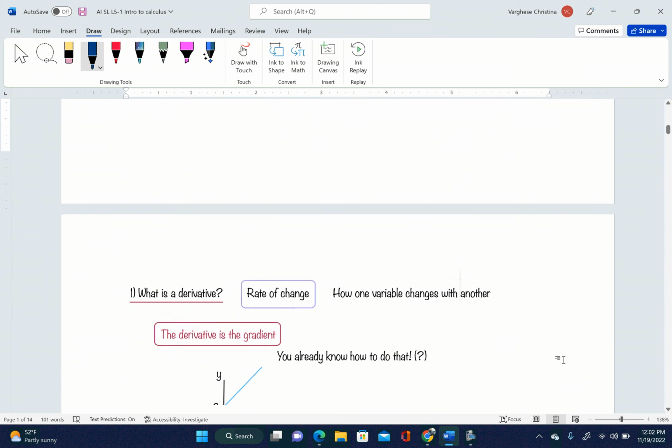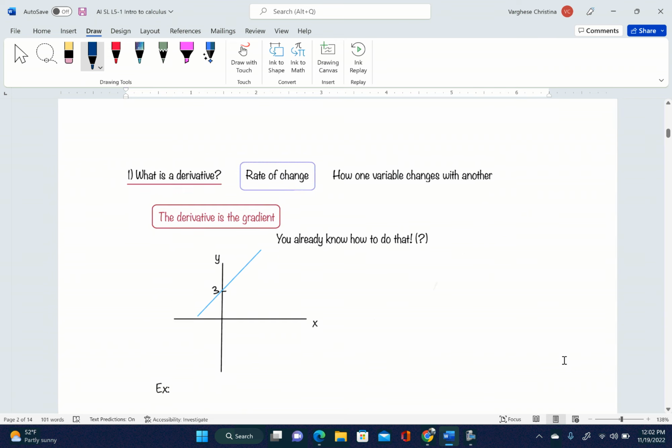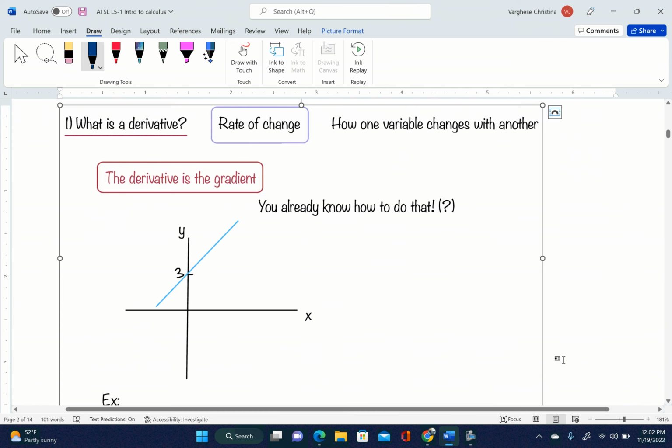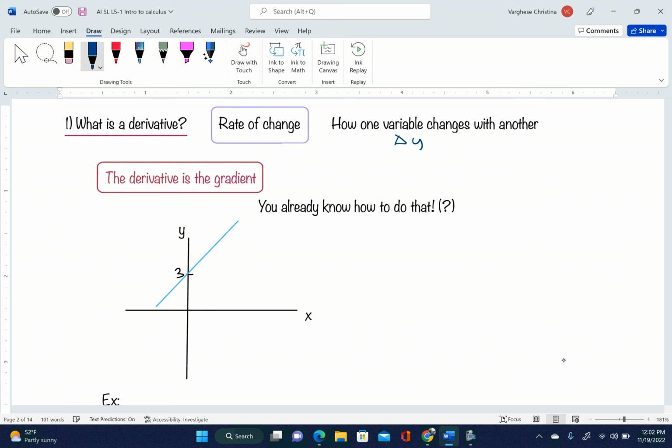All right, so we kind of just gave an idea of derivative already, right? It's the rate of change. It's how one variable changes with another. It's always y on top of x, right? So it's the change in y or derivative of y over the change in x or the derivative of x, okay? And derivative again is gradient, which is the same thing as slope. You already know how to do this, right?